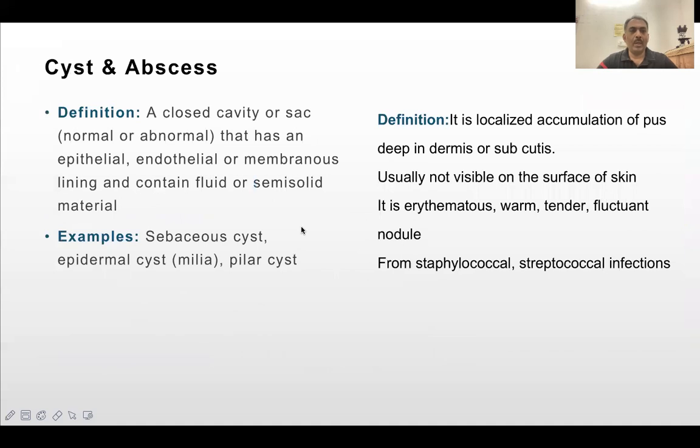A cyst is a closed cavity that has an epithelial, endothelial, or a membranous lining and contains fluid or semi-solid material. Examples include the sebaceous cyst, the epidermal cyst, or a pilar cyst. An abscess is a localized accumulation of pus which is situated deep in the dermis or subcutis. Usually, it is not visible on the surface of the skin. It is an erythematous, warm, tender, and fluctuant nodule.